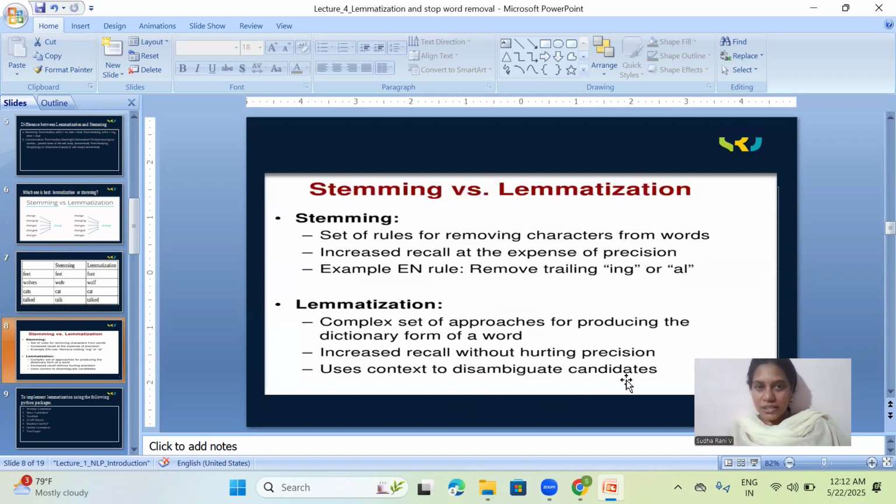Stemming versus lemmatization. Stemming is a set of rules for removing characters from words. It increases recall at the expense of precision. For example, the rule removing trailing ing or ed. Lemmatization is a complex set of approaches for producing the dictionary form of a word. It increases recall without hurting precision, and uses context to disambiguate candidates.